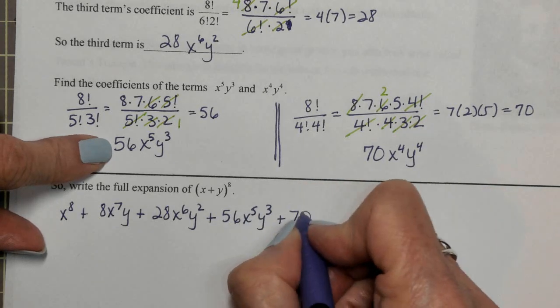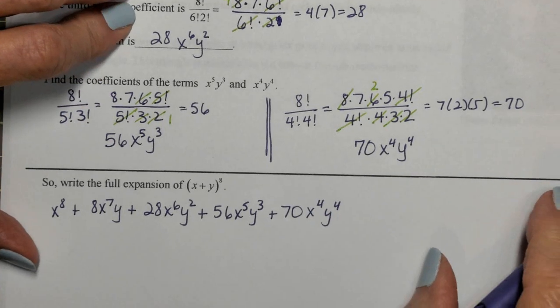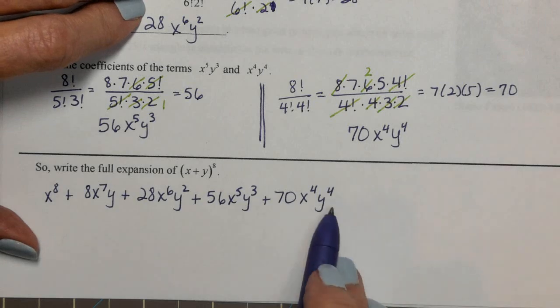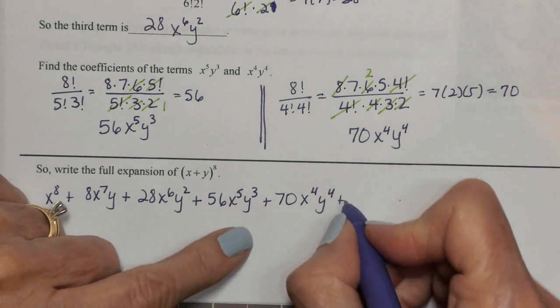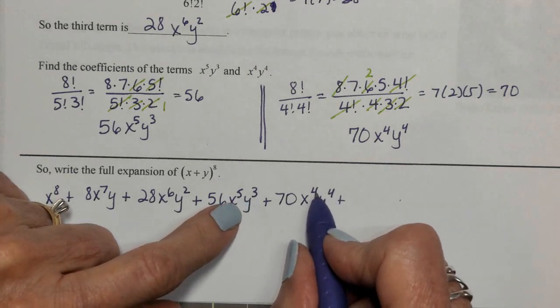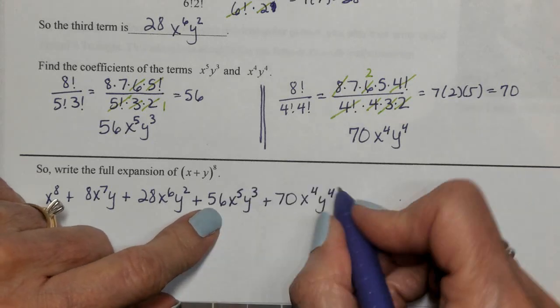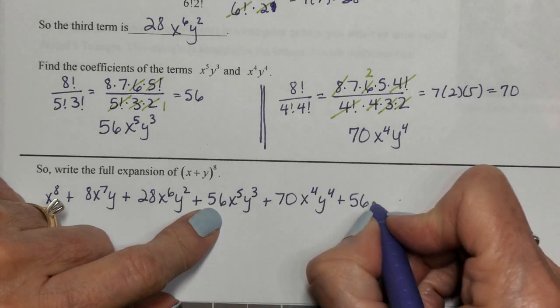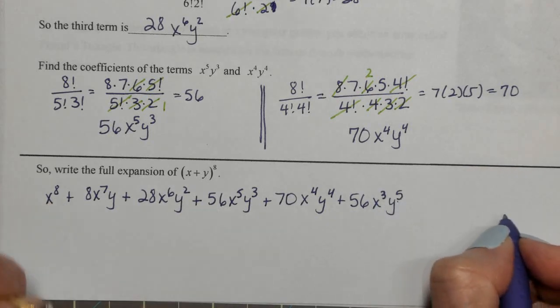Then 70 x to the 4th y to the 4th. And now the y's are going to continue to increase and the x's exponent is going to continue to decrease. So the next term will be y to the 5th x to the 3rd. The coefficient will be the same as it was for this one. So 56 x cubed y to the 5th.